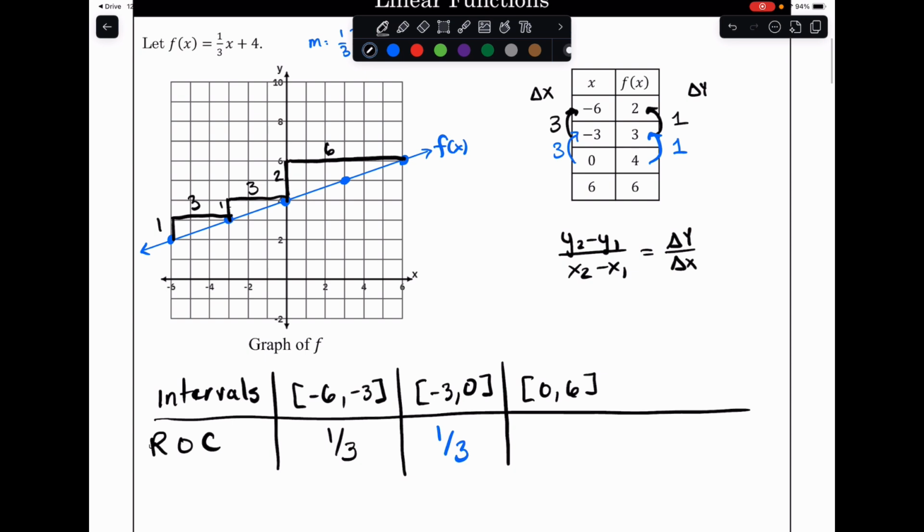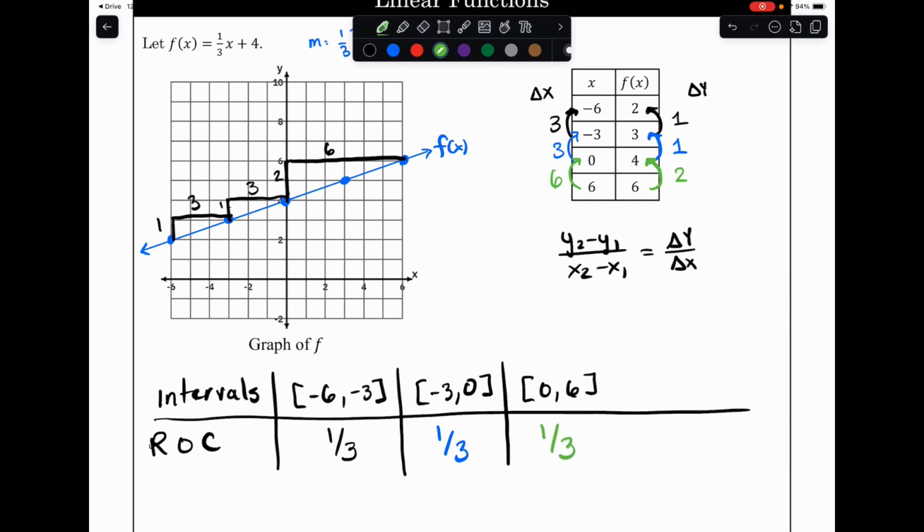But let me again show you how to do this with the table. So right here, instead of writing the formula over and over again, a table is really convenient to figure out the rate of change. Because all I'm doing, again, let me use a different color, is this: my y2 is going to be 6, and now my y1 will be 4. So 6 minus 4 is 2, and my x2 is 6, minus my x1, which is 0, and 6 minus 0 is 6. So when I do 2 divided by 6, that reduces to 1 over 3.